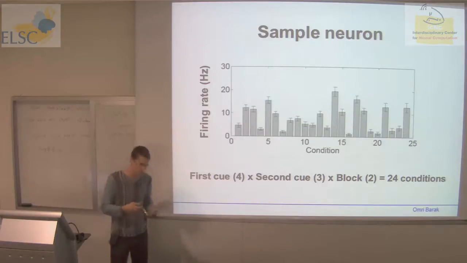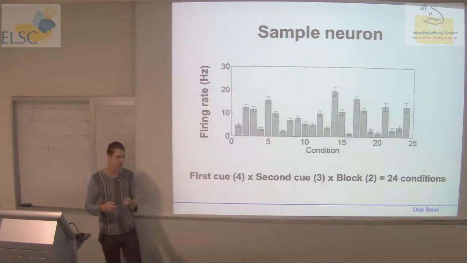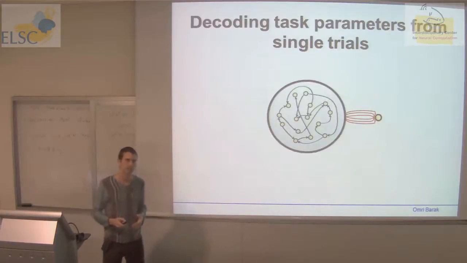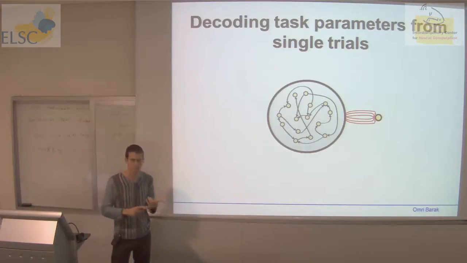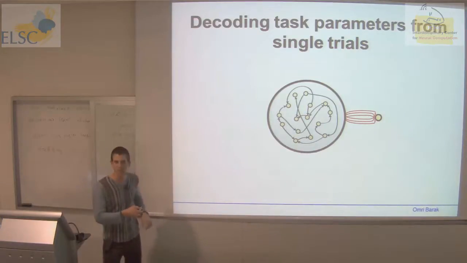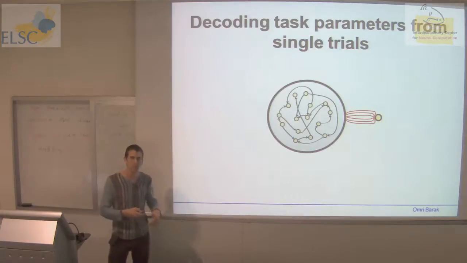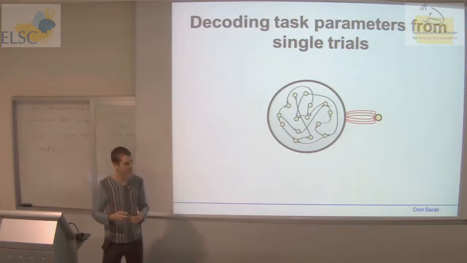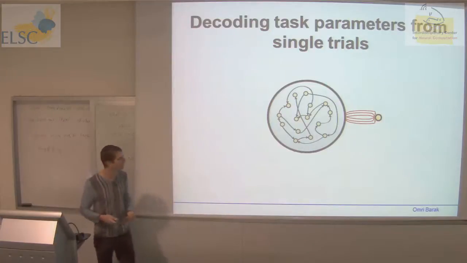But of course, having 24 conditions, it's a bit hard to say whether this is an ordered or disordered neuron. So to answer this, again, we turn to a decoding framework, where we try to extract parameters of the task from single trials. And again, single trials are interesting because they present us with the noise that the brain has to deal with, and because the brain only has access to single trials. We do not have recordings of hundreds of neurons simultaneously, so we did what is known as a pseudo-simultaneous population, where we randomly mix trials to create a virtual population, a virtual single trial from 230 neurons.